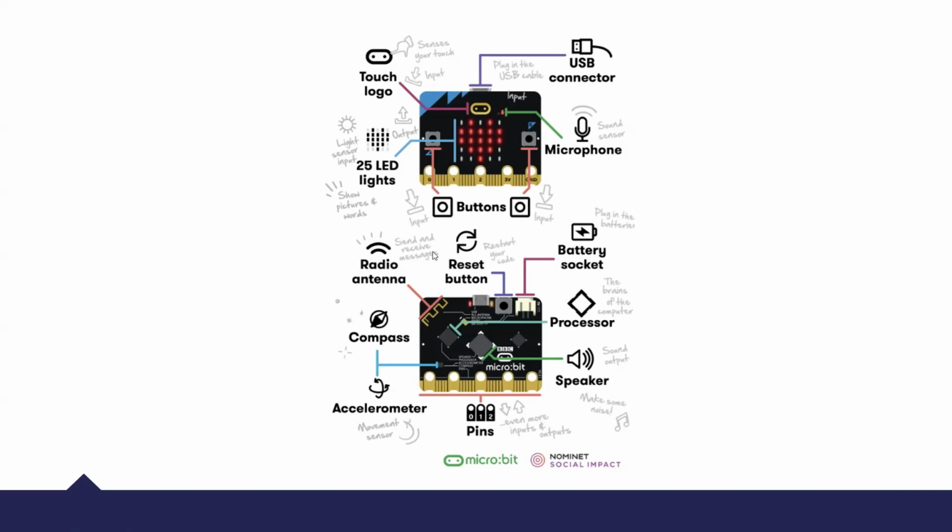There is also an inbuilt compass, which is great for doing little activities involving such things as hiking or map orienteering. And then there's the accelerometer, which is a little bit of a mouthful, but it's a really great sensor to have in the microbit. It allows us to use tilt functions, so it will know which way it's being tilted. It knows which way up it is.